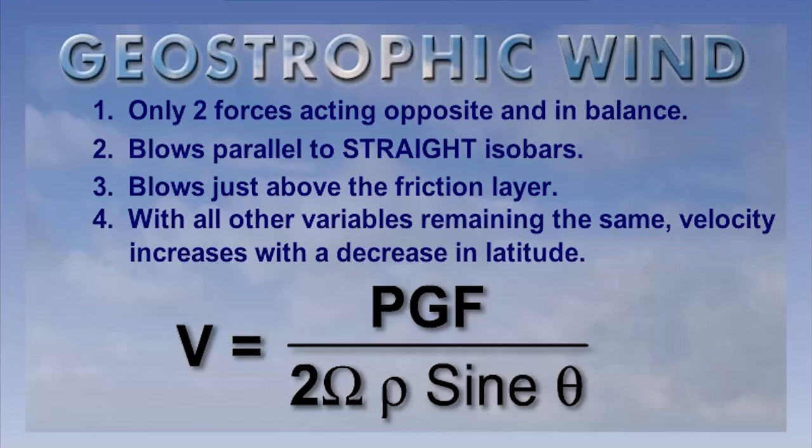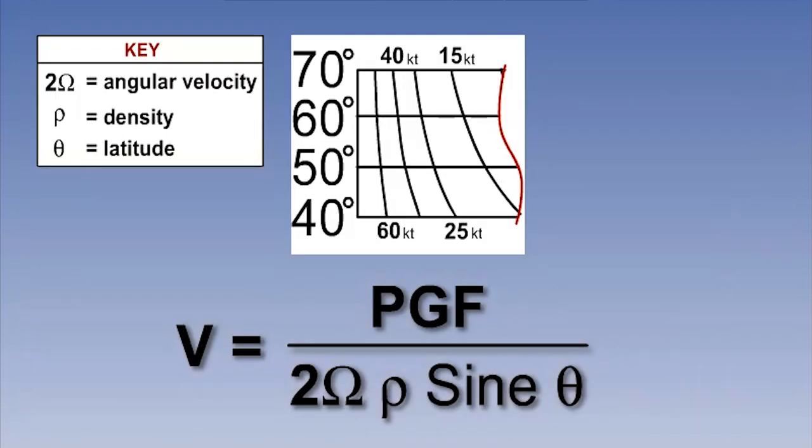Let's look at an example. Here we can see the geostrophic wind scale. At 70 degrees north, with this isobar spacing, the velocity is about 25 knots. However, the same isobar spacing at 40 degrees north gives a speed of about 40 knots. This demonstrates the principle very well.